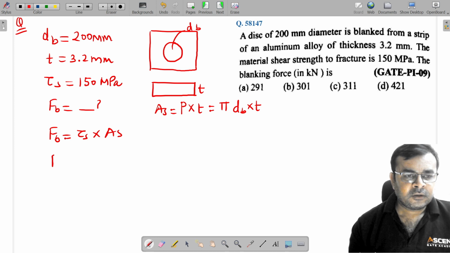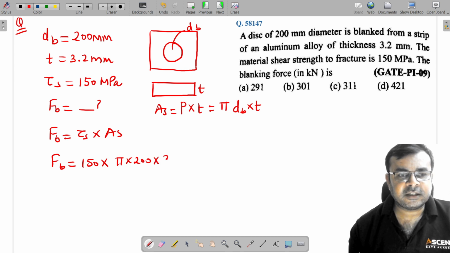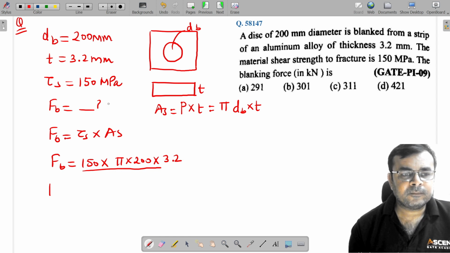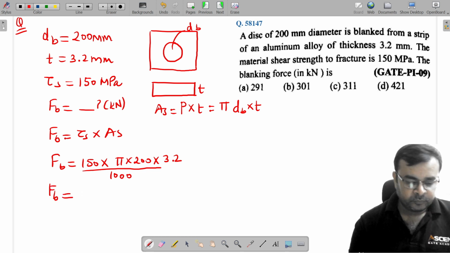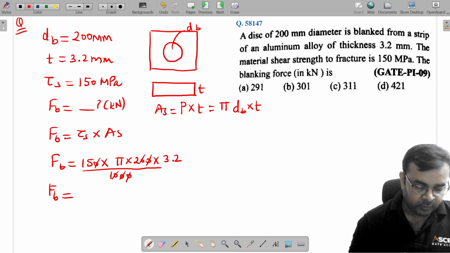Yes or no? So simply if you put these values here, this is 150 into, what about this area? Pi into db, which is 200 mm, into thickness, that is 3.2 mm. Correct? And obviously we need to calculate this value in kilonewton, so simply here we divide with 1000. So now after calculating this, how much we get? Let's see, this 0 and this 0 are cancelled out, and this 0 is cancelled out with this. So simply here we get 15 into pi into 2 into 33.2.